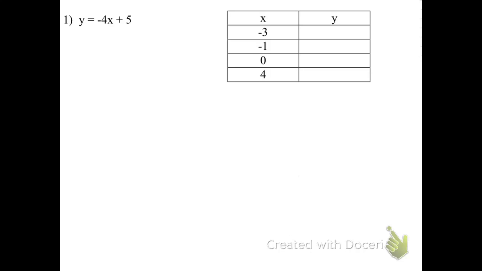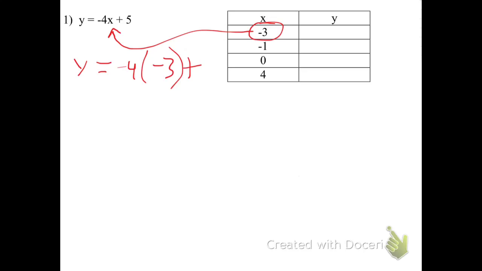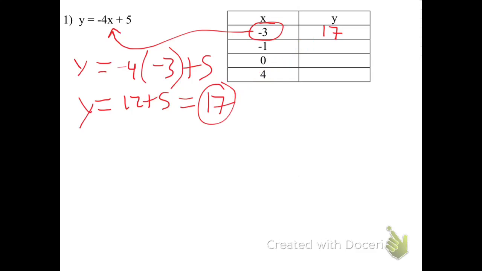So when you're filling in the table, you take an x value and you plug it in to your equation, and whatever the result is, that goes here in the y column. So y equals -4x plus 5. Replace x with -3. Well, when you do that, you get -4 times -3, that's +12, and then you add 5, that's going to give you 17. So y over here is going to be 17. Whatever your result is goes in the table.